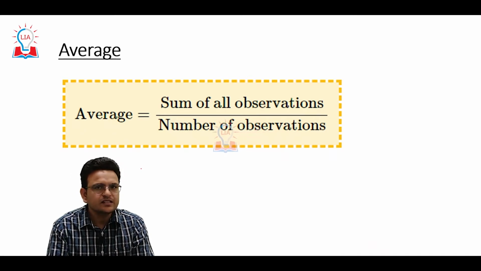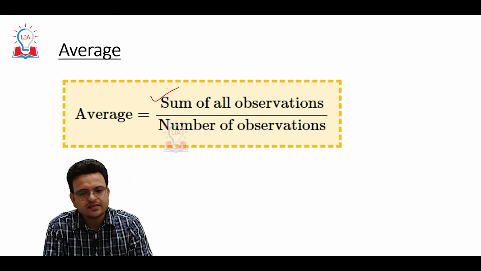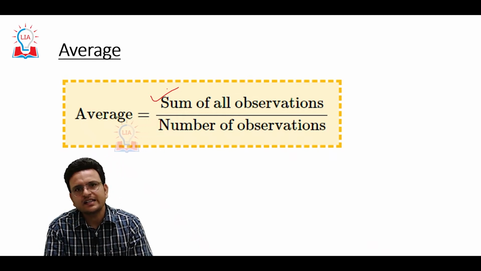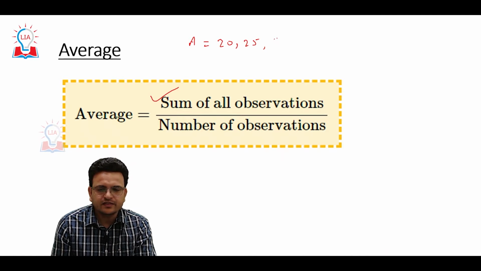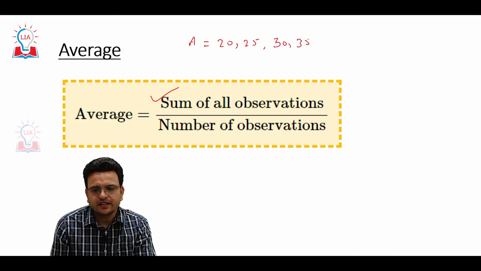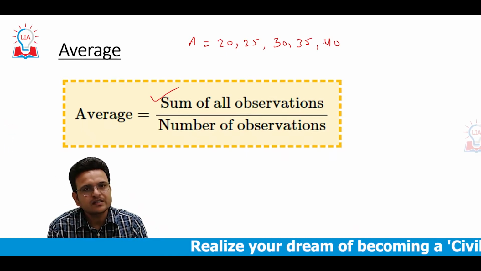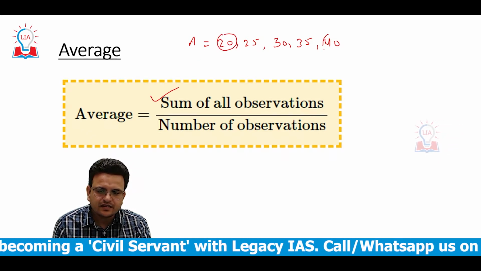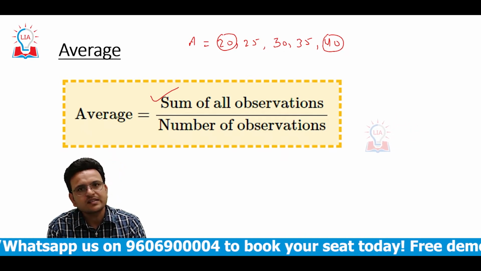You see, there is a simple formula for the average: average is the sum of all observations divided by the number of observations. For example, a candidate got marks in different subjects: 20, 25, 30, 35 and 40. What can be the average? First of all, you have to understand that the average must lie between the lowest and the highest number. So here the average must be between the lowest and the highest number.